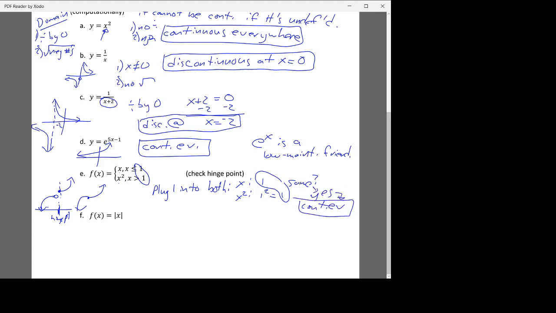If you said, are they the same? And there's 1 and maybe that was 0 or 2. Then you say no. Then you say discontinuous at 1, the hinge point. Pretty simple, right?